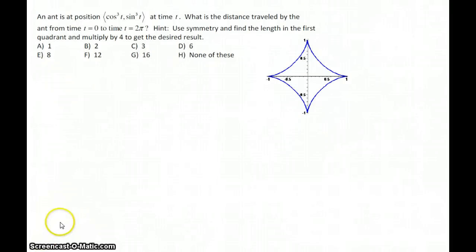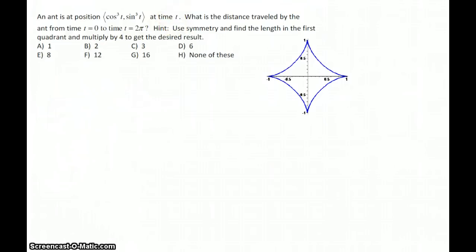Okay, this is a question about arc length in disguise. An ant is at a position governed by the vector cosine cubed t, sine cubed t at time t, and you're interested in distance traveled as time goes from 0 to 2 pi. And there's a nice hint that says we should use symmetry. We find out the distance traveled in the first quadrant and then just multiply by 4.